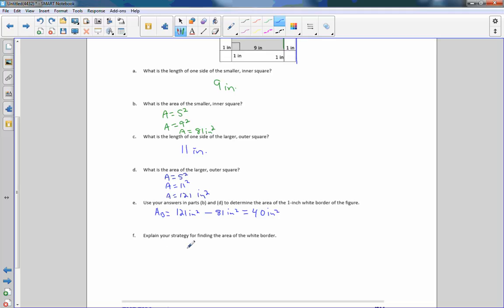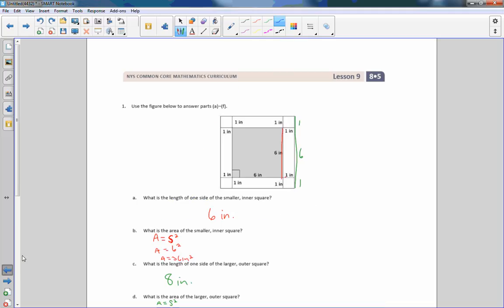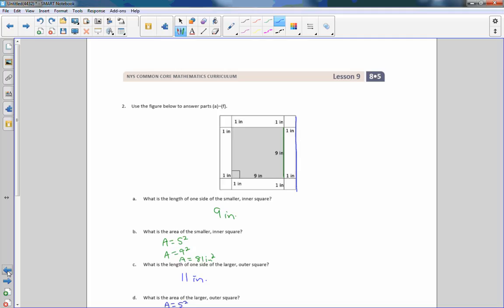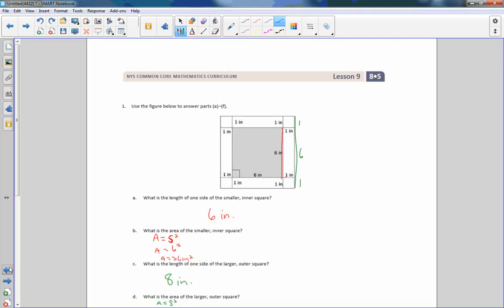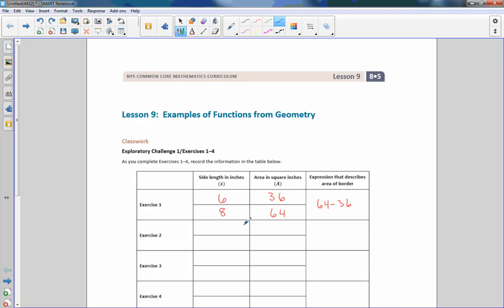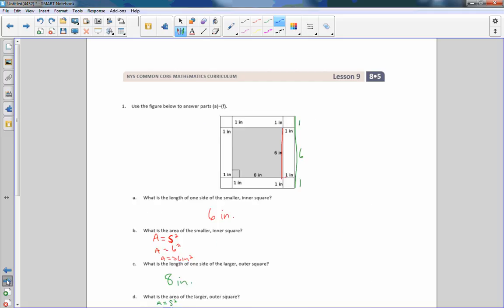Now I'm going to express this, well, no, maybe I won't go that far yet. So anyway, first of all, let's fill in that table that we did. Inside square is 9, outside square is 11. So we go to here. Inside was 9, outside was 11, 9 squared was 81, 11 squared is 121, and we take the bigger area and subtract the smaller area. Okay.